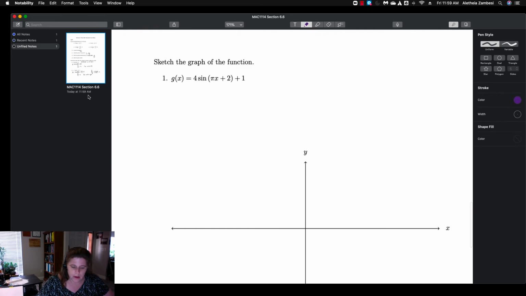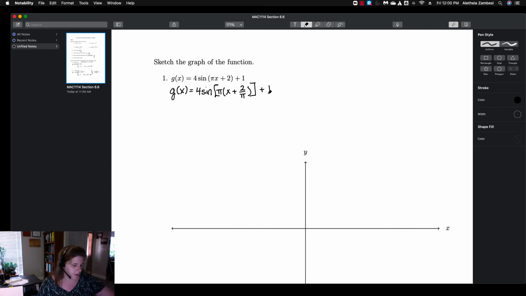We are wanting to sketch a graph of the function g of x is equal to 4 sine pi x plus 2, plus 1. Now this time I have an omega term that is not 1. So the first thing I'm going to do, before I even start with my steps, is factor that pi to the front. So g of x is equal to 4 sine of pi times x plus 2 over pi, plus 1. That would factor back together into our original, so that's what we want it to do.